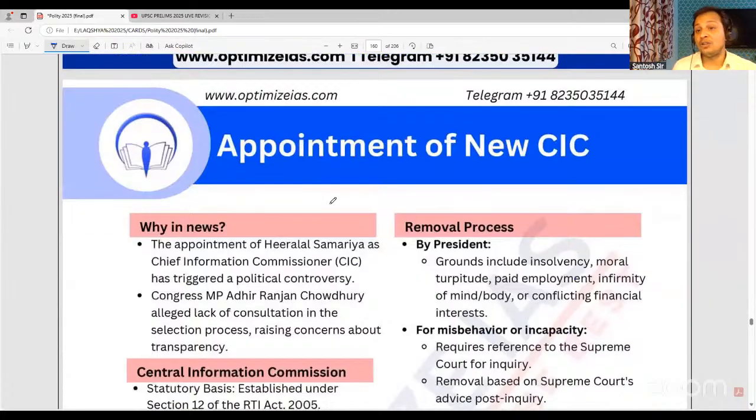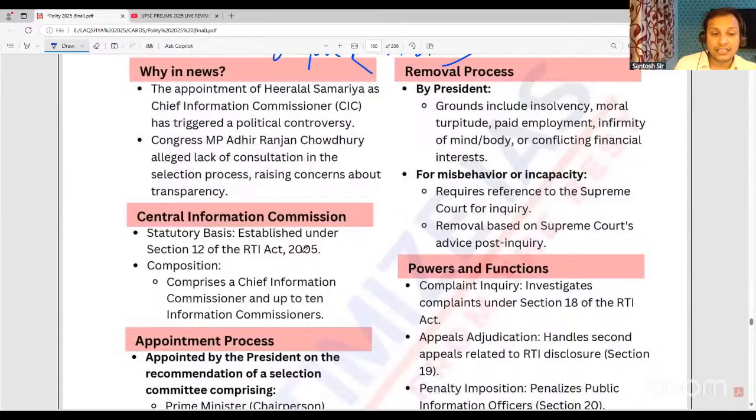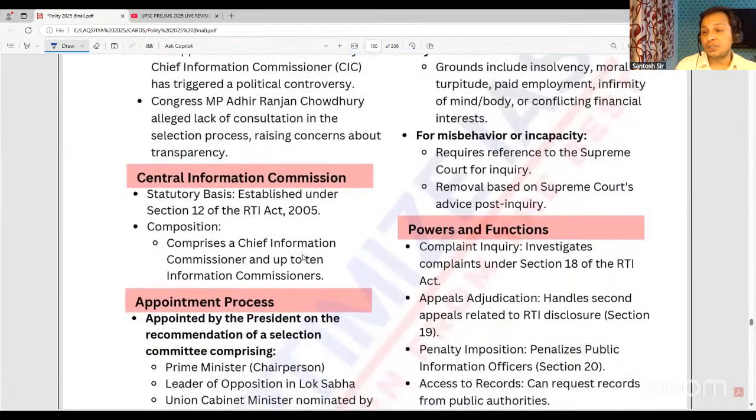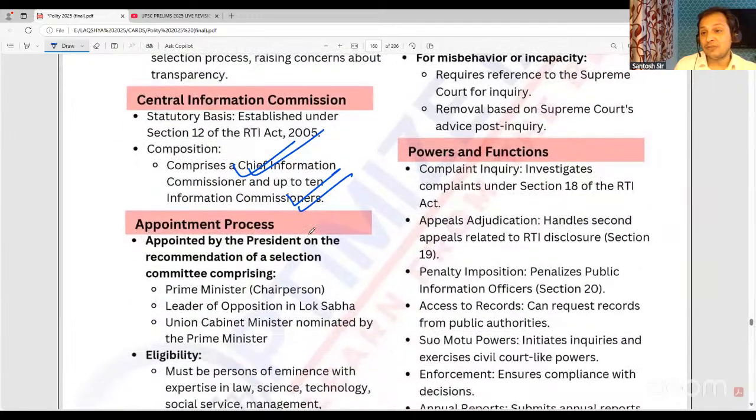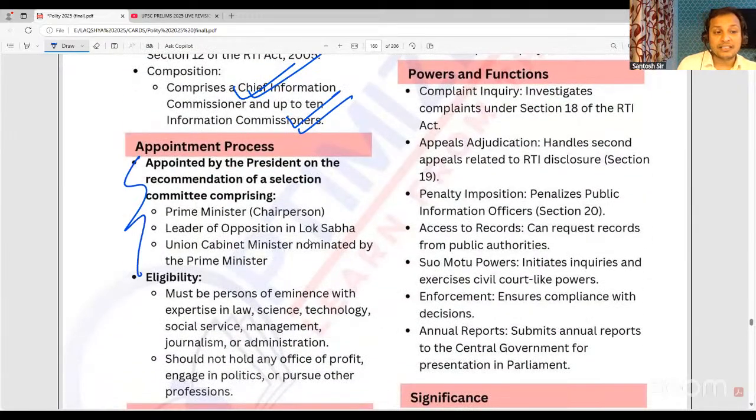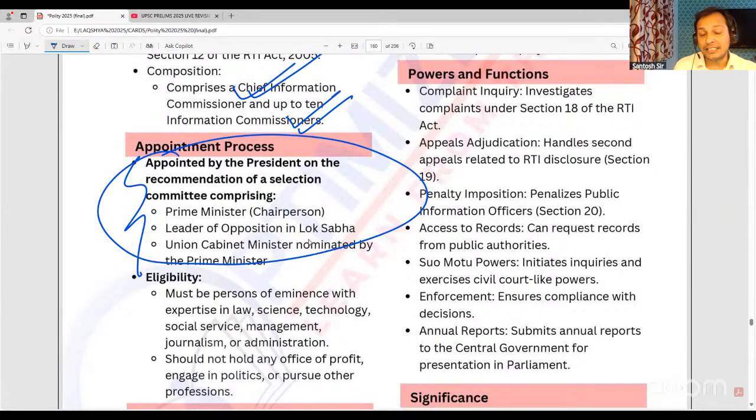Next, as I told you, this year the CIC and SIC are very important, because we are completing 20 years of the RTI Act. It is again a statutory body, guys. The CIC's total composition is the Chief Information Commissioner and 10 Information Commissioners. Here the appointment is done through a committee. The members of the committee are the Prime Minister, the Leader of the Opposition in Lok Sabha, and a Union Minister nominated by the Prime Minister. This is an important point to keep in mind.